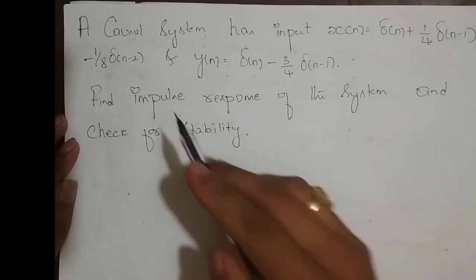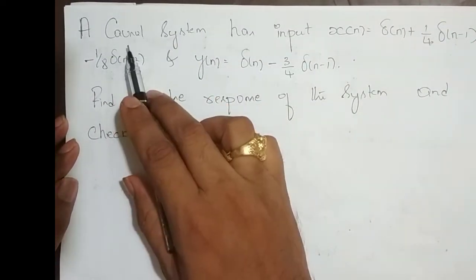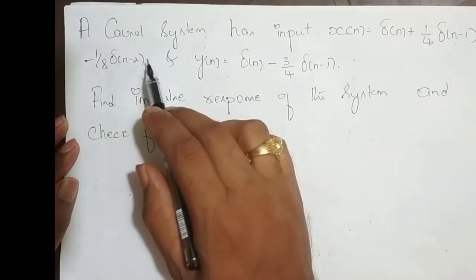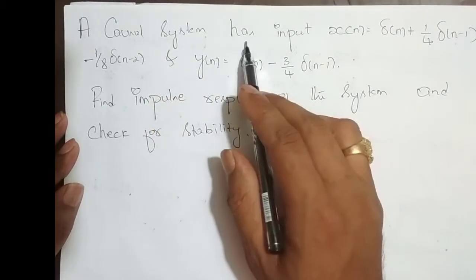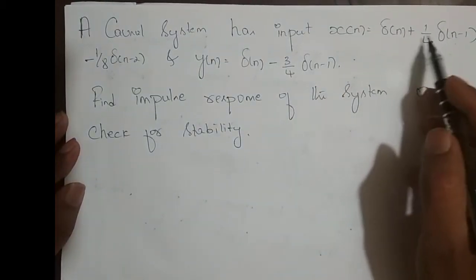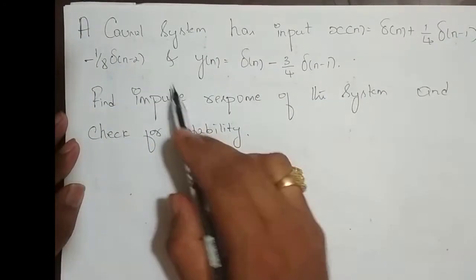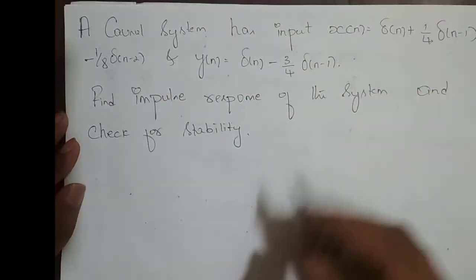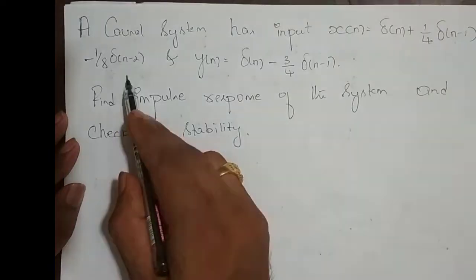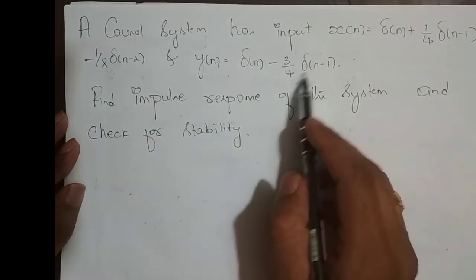The problem here is a causal system. So what do you mean by causal system? Its ROC is right sided, right? It has input x of n equal to delta of n plus 1 by 4 delta of n minus 1 minus 1 by 8 delta of n minus 2. We have a causal system, the input to that system is x of n, which is this, and the output from that system is delta of n minus 3 by 4 delta of n minus 1.